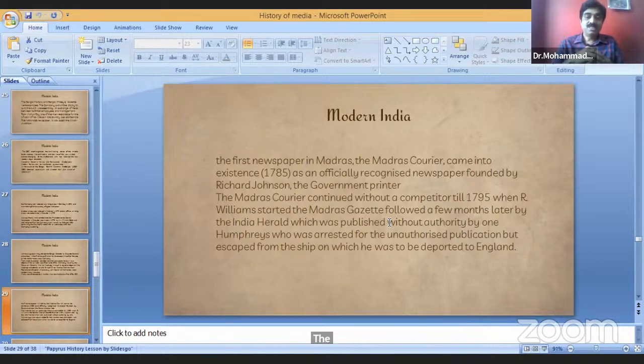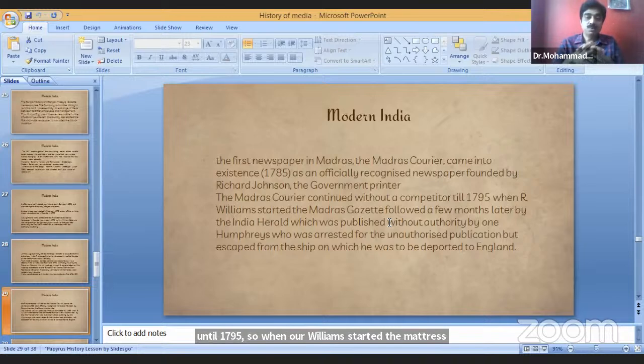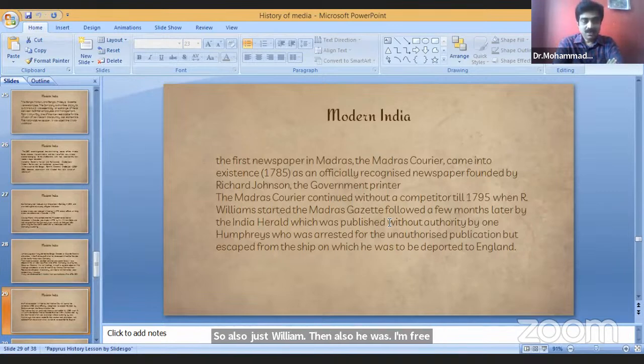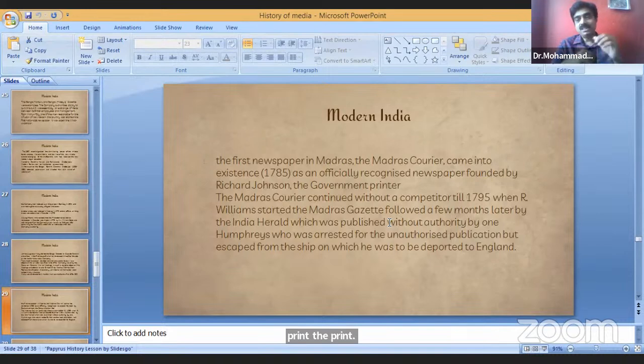Then R. Williams started the Madras Gazette, followed a few months later by the Indian Herald, which was published without authority by one Humphreys, who was arrested for the unauthorized publication but escaped from the ship on which he was being deported to England. Humphreys was arrested because he had not taken permission to print the newspaper, and he was deported to London. That is how the history went.